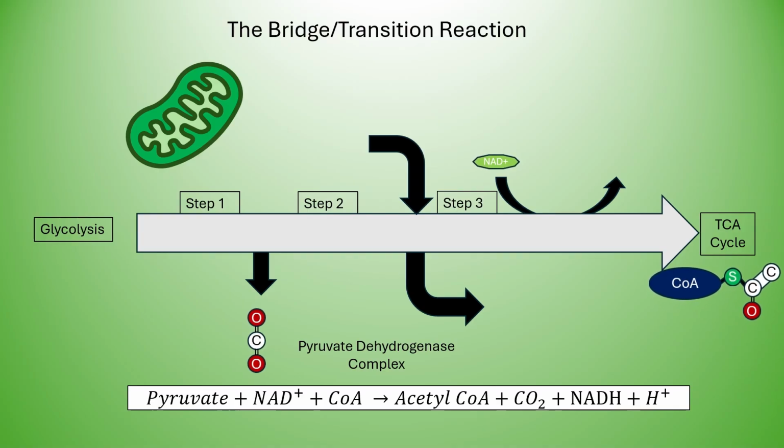In the third step, NAD gets reduced to NADH and a proton, and it moves on to the electron transport chain. This equation below summarizes the bridge reaction and its three steps. Our reactants were pyruvate, NAD, coenzyme A, and were converted into acetyl-CoA, carbon dioxide, NADH, and a proton.